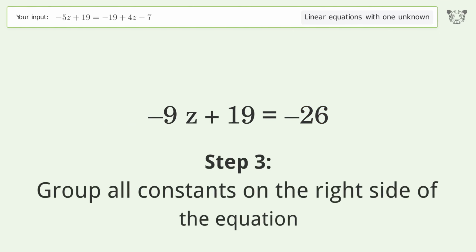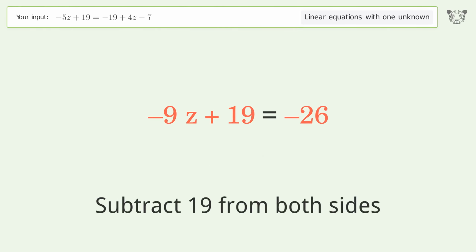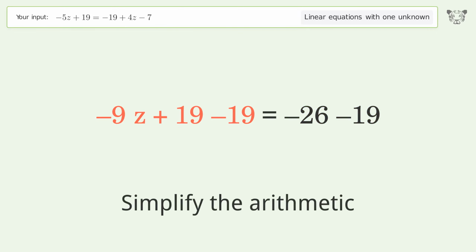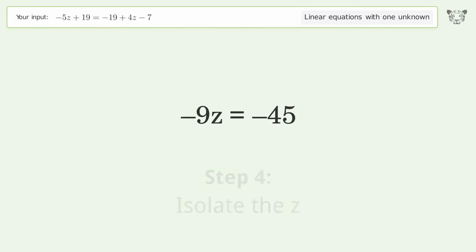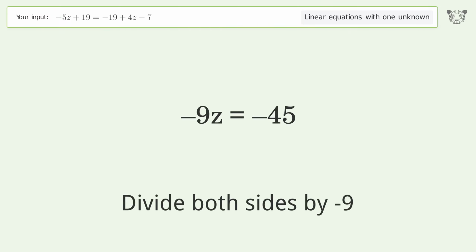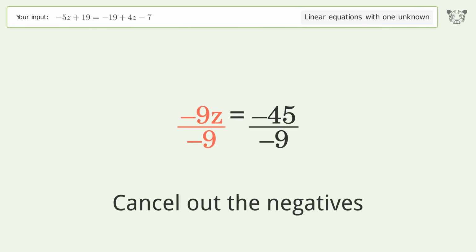Group all constants on the right side of the equation. Subtract 19 from both sides. Simplify the arithmetic. Isolate the z. Divide both sides by -9. Cancel out the negatives.